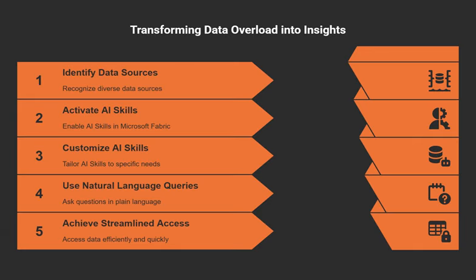Where Copilot truly shines is in semantic modeling, the complex process of defining relationships between data tables and creating calculation logic. Traditionally, this required deep technical knowledge of data modeling principles and DAX formula language. Now, Copilot can suggest optimal table relationships based on your data structure, recommend measures for common business metrics, and even help troubleshoot performance issues in your semantic model.